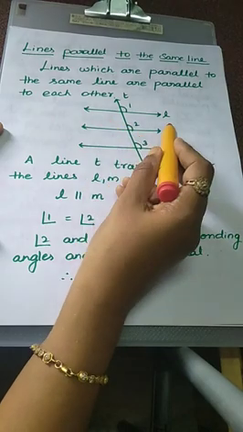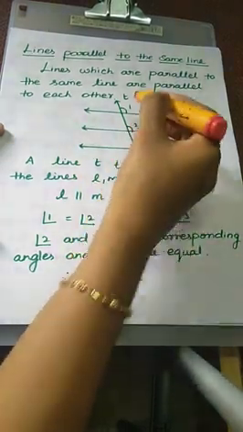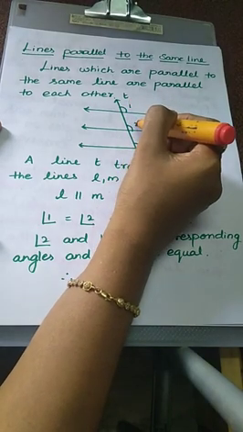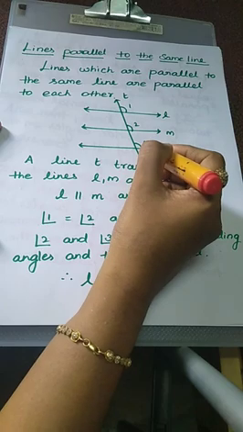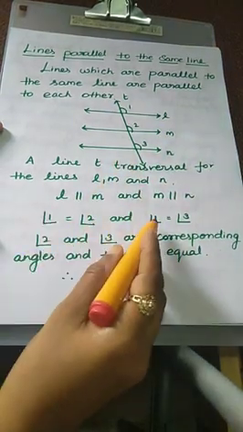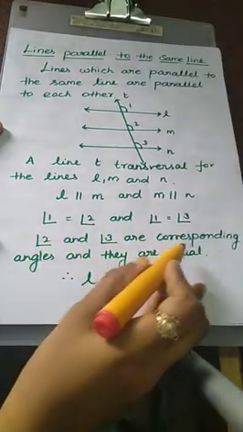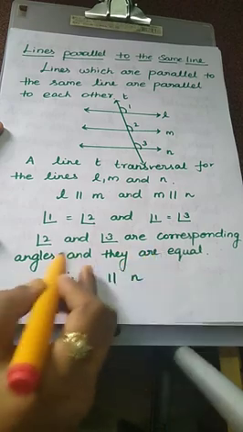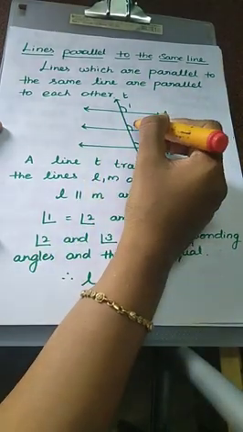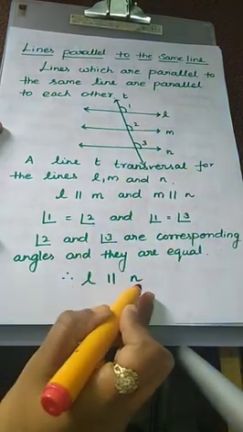L is parallel to M. The line M is parallel to N. So automatically, we know the corresponding angles are equal. So angle 1 is equal to angle 2. Angle 2 is equal to angle 3. We just equate these two conditions. Angle 1 is equal to angle 1 means we have to equate the RHS value. So angle 2 and angle 3 are the corresponding angles. So these angles are also equal. So angle 2 and angle 3 equal means this line is automatically parallel to line L. Therefore L is parallel to N.